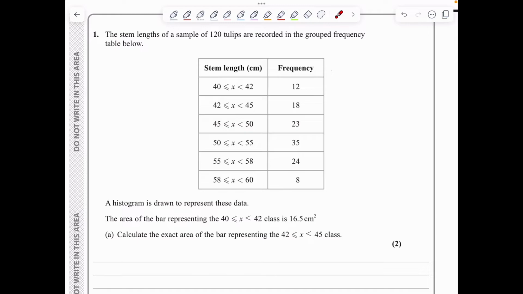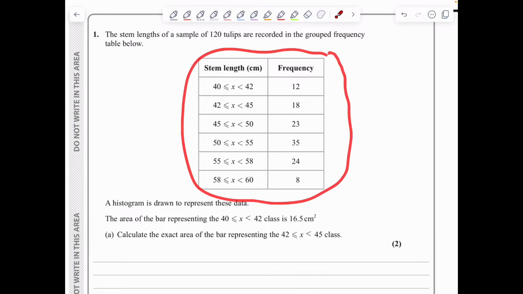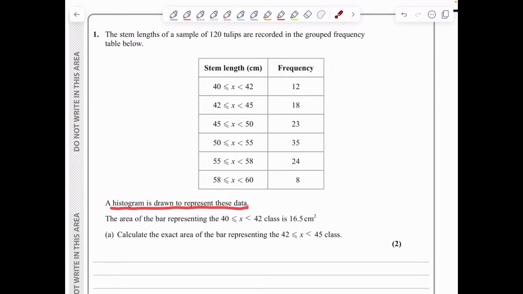Question 1, we've got the grouped frequency table here showing the stem lengths in centimeters for 120 tulips. We've drawn a histogram to represent this data, and we know that the 40 to 42 class is represented by a bar having an area of 16.5 square centimeters, and we need to determine the exact area of the 42 to 45 bar. Well, we know that in a histogram the area is proportional to the frequency.